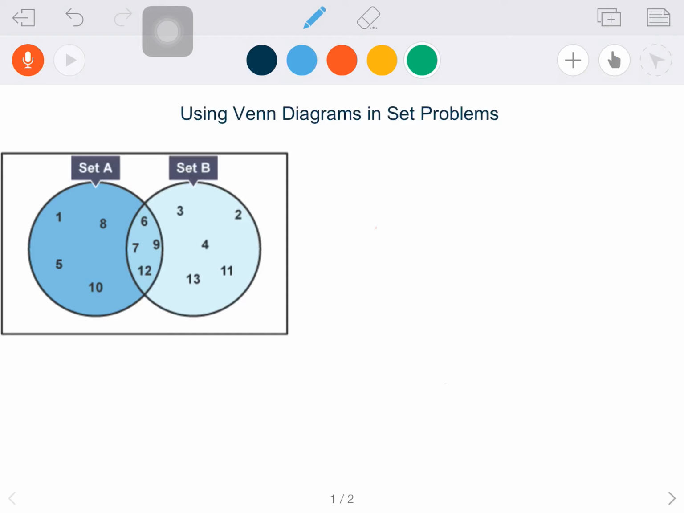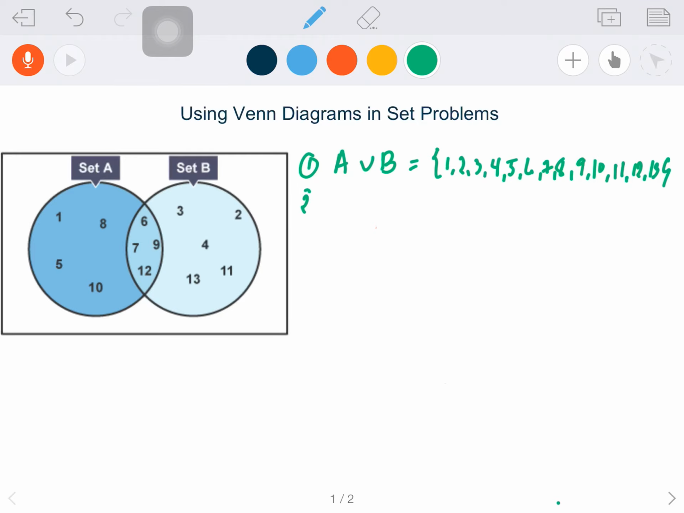So let's begin. Number 1, if you are asked A union B, going back to the definition of union, it says the combination of all the elements of the sets that are involved. So in this case, we will have 1, 2, 3, 4, 5, 6, 7, 8, 9, 10, 11, 12, and 13. These are all the elements that can be found in set A and set B.